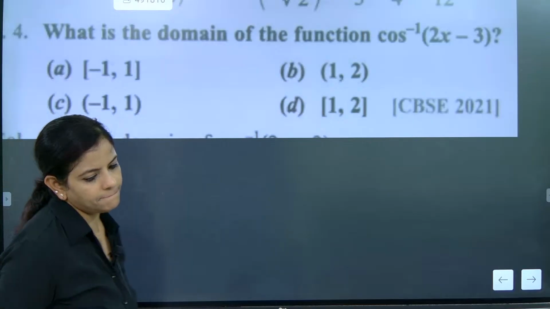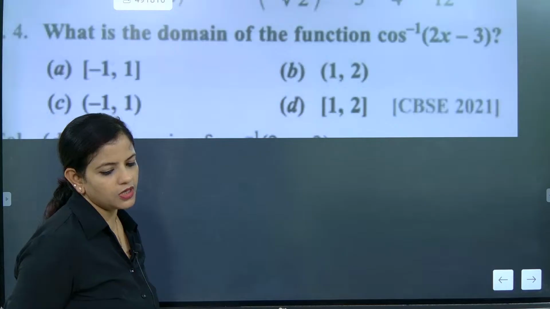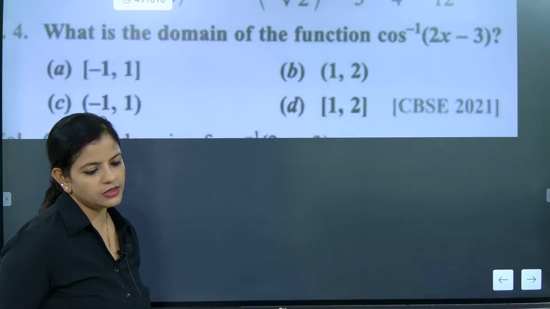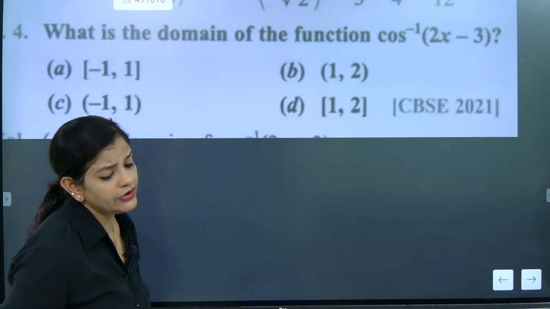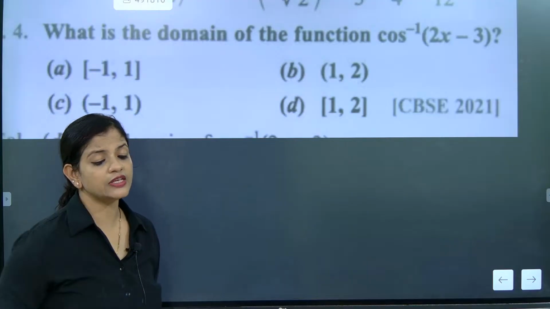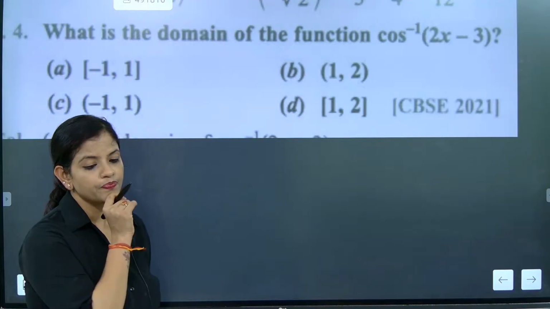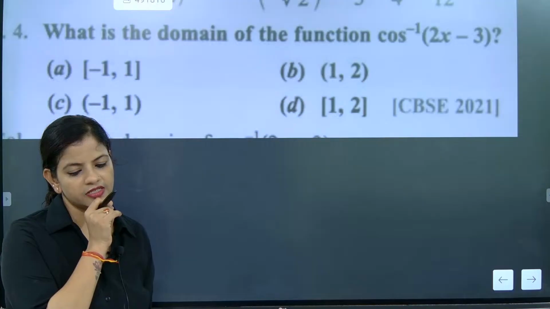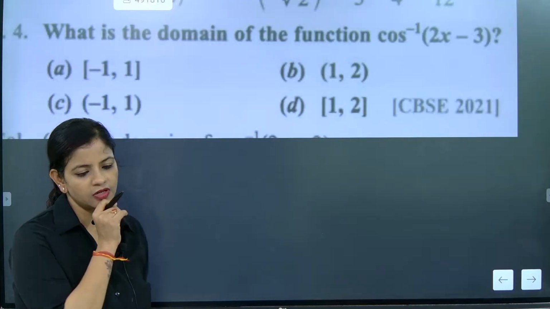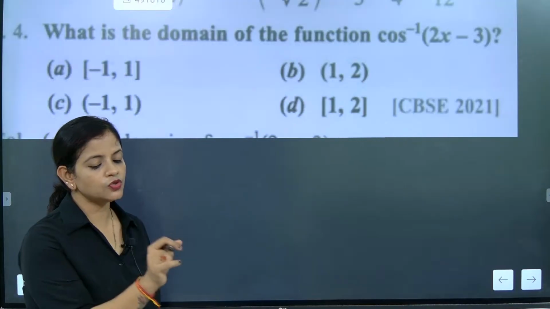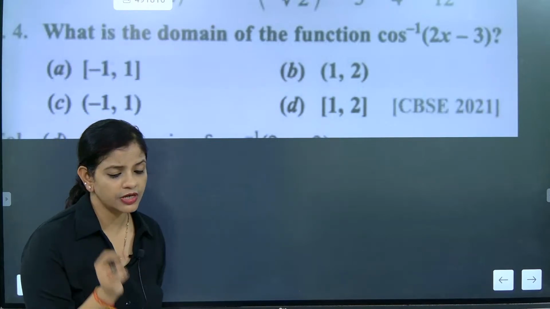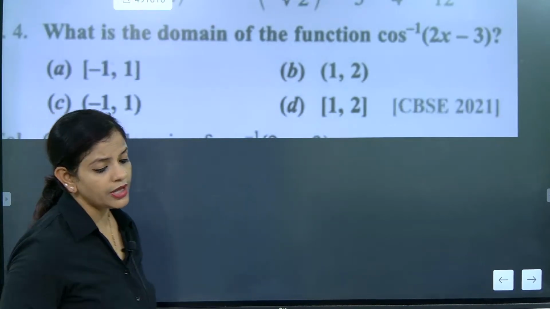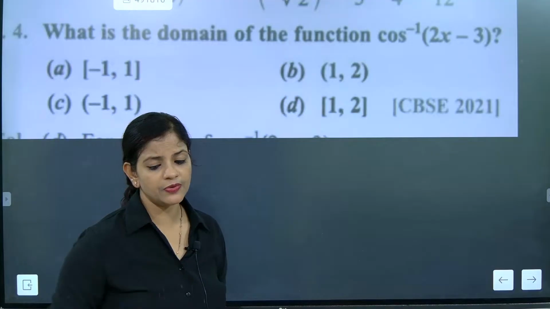Option A. No, I'm not agreeing. Shivaranjani has given option D. Let's check that one. But I've always told one thing: whenever cos inverse is there, it will be talking about the values. So you have to be very precise in checking.